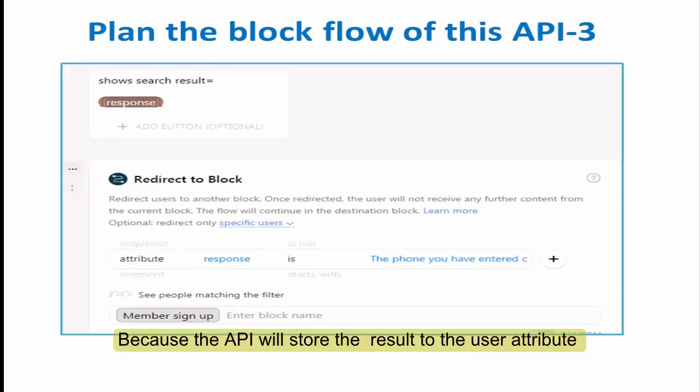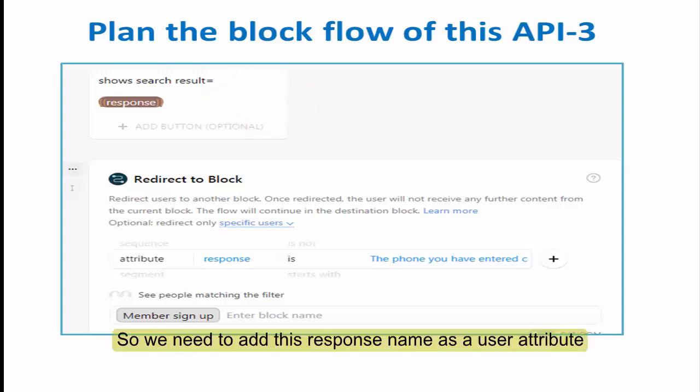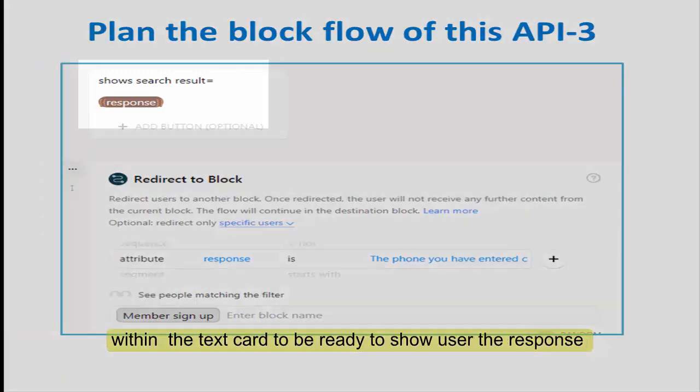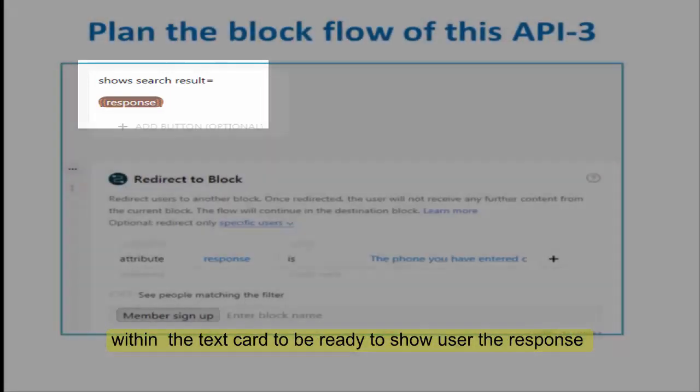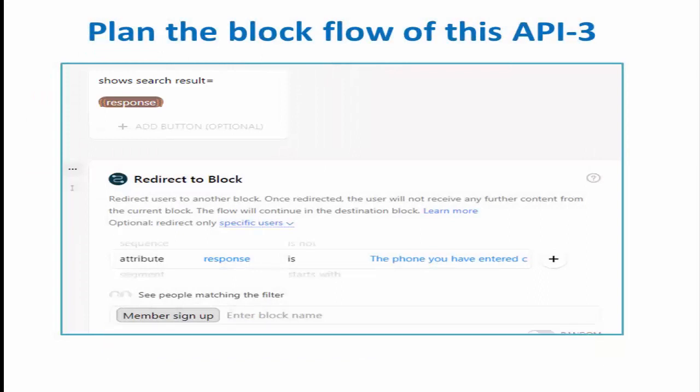Because the API will store the result in the user attribute named response, we need to add this response name as a user attribute within the text card, ready to show the user the response message.